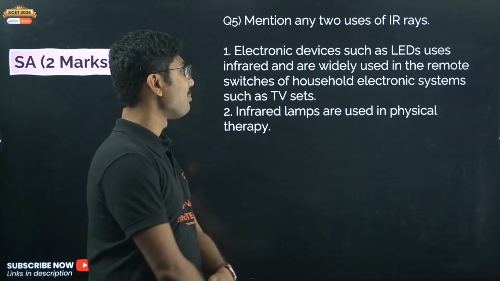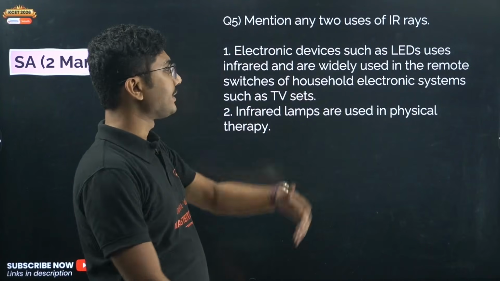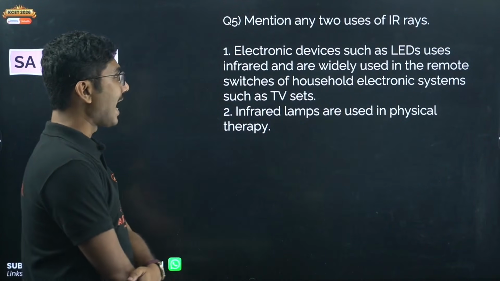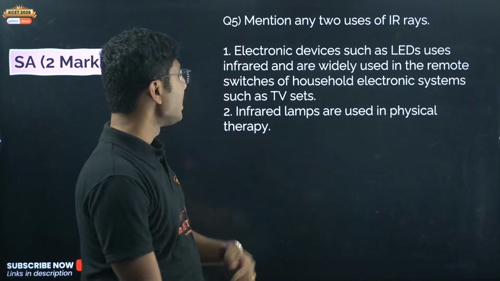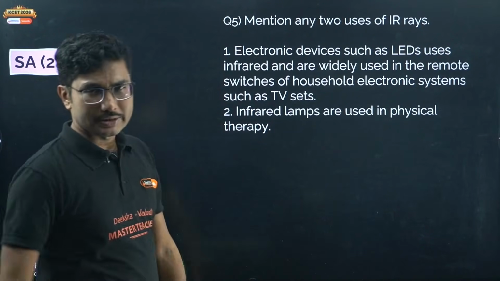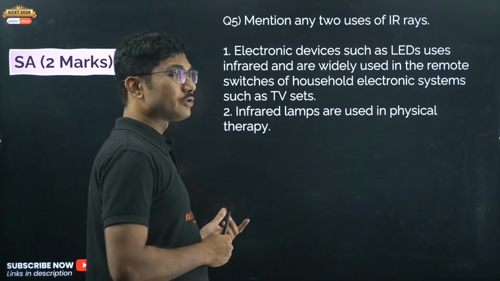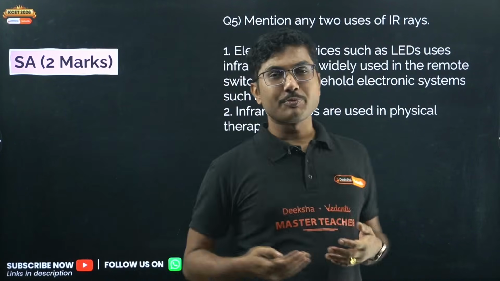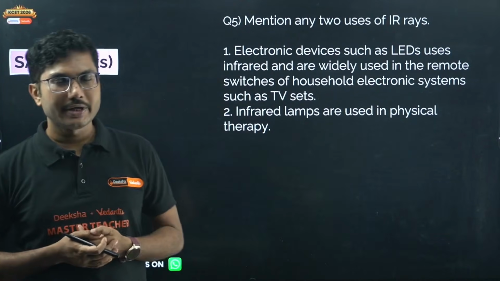Now the last question: mention any two uses of infrared rays. Electronic devices such as LEDs use infrared and are widely used in the remote switches of household electronic systems such as TV sets. Infrared lamps are used in physical therapy. It is a very good heating mechanism. Also, all heated objects produce infrared radiation.